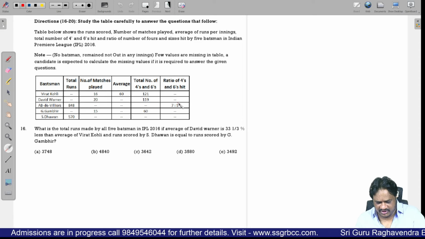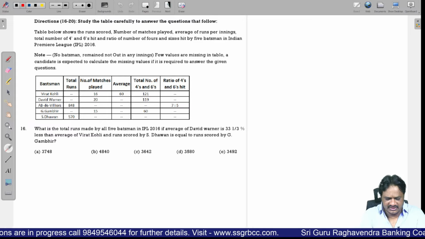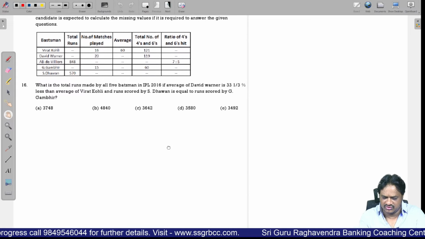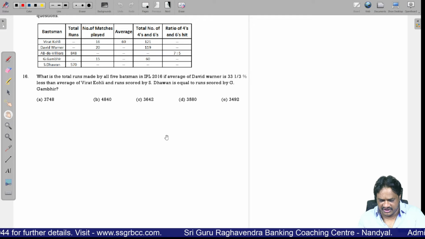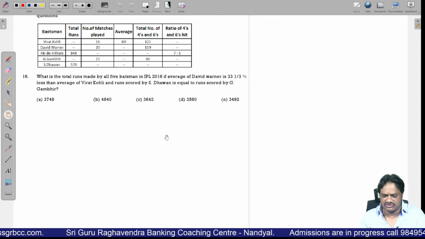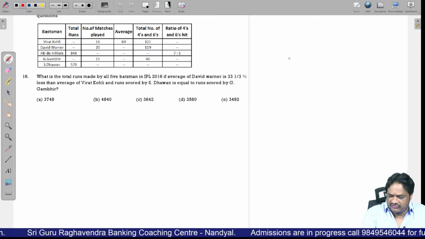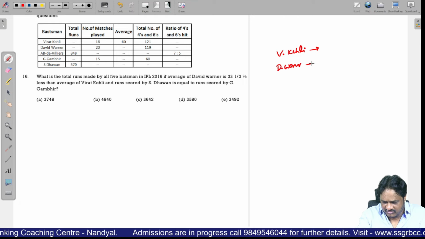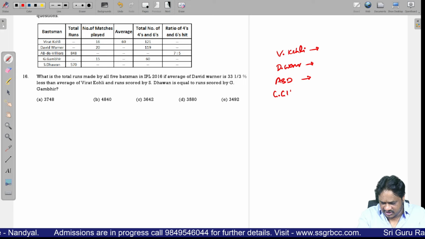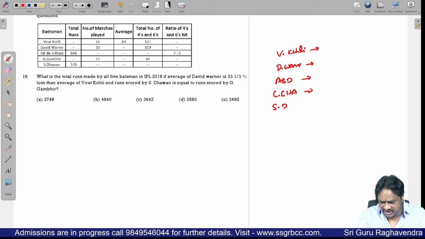What is the total number of runs made by all five batsmen in IPL 2016 if David Warner's average is 33 1 by 3 percent less than the average of Virat Kohli, and runs scored by Shikhar Dhawan is equal to runs scored by Gautam Gambhir. So we have to find the total runs of five batsmen, that is Virat Kohli, David Warner, AB de Villiers, Gautam Gambhir and Shikhar Dhawan.